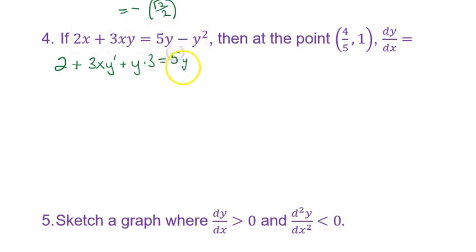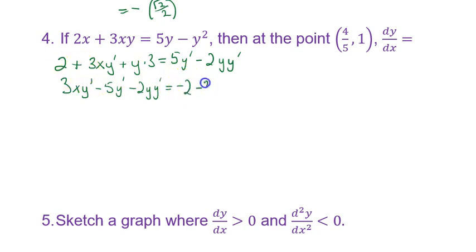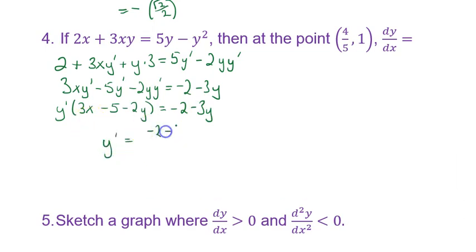Over here I would have 5y prime and then minus 2y prime, because this would be a chain rule where I do the outside first and then the inside. I'm going to get all my y primes on the left, so I have 3x y prime minus 5y prime minus 2y prime. And I'm going to subtract the 2 and the 3y to the other side. I'm going to factor out my y prime. So I would have 3x minus 5 minus 2y equals negative 2 minus 3y. And then I'm going to divide. So negative 2 minus 3y over 3x minus 5 minus 2y.